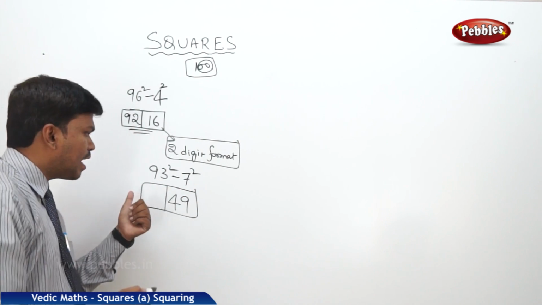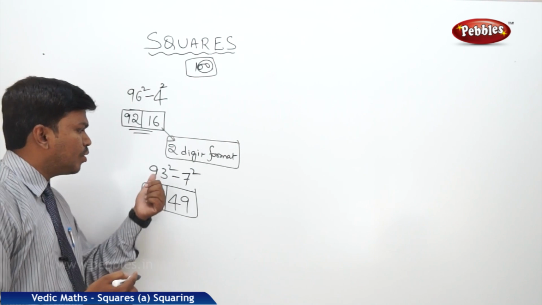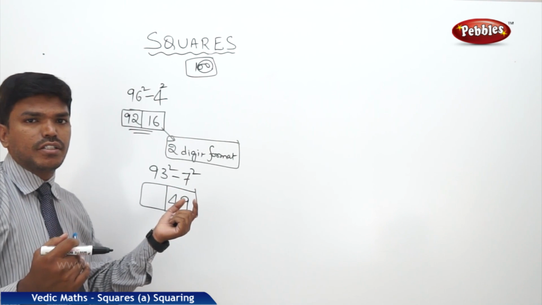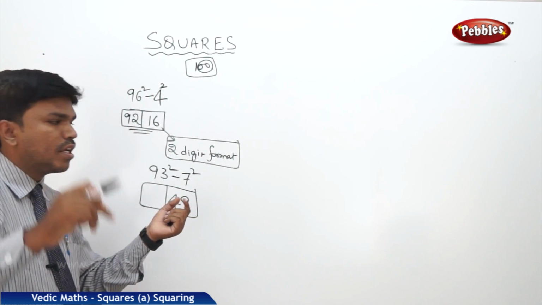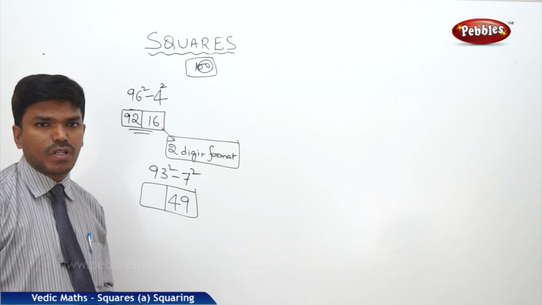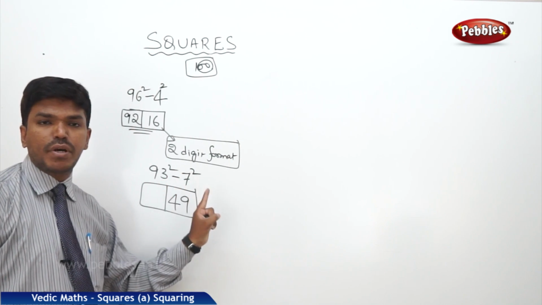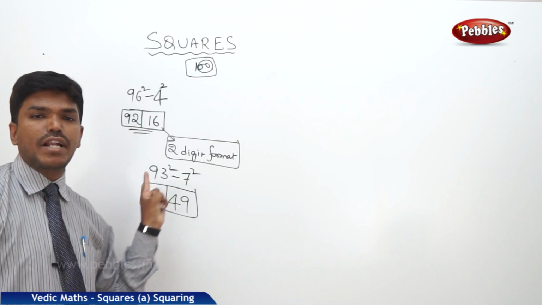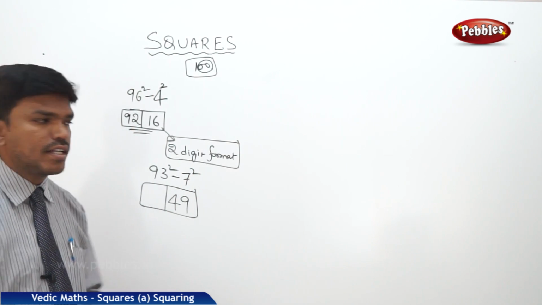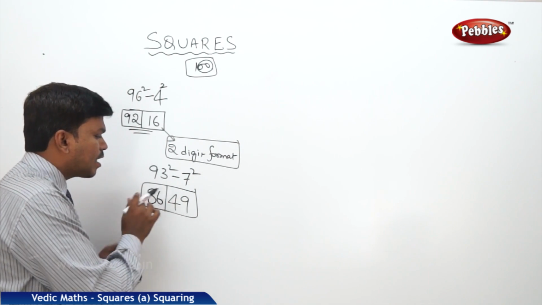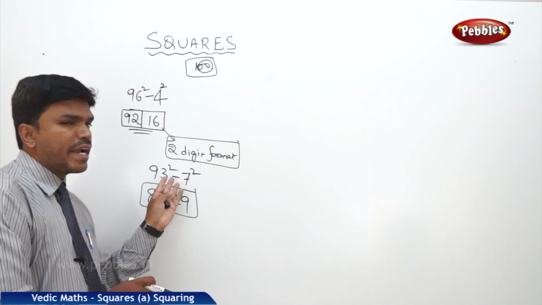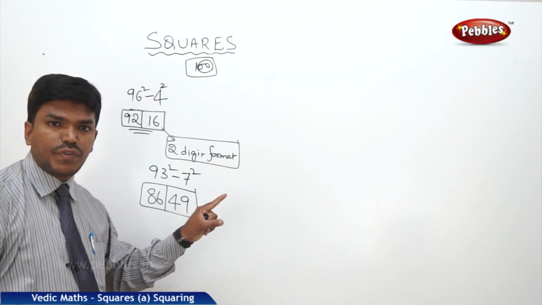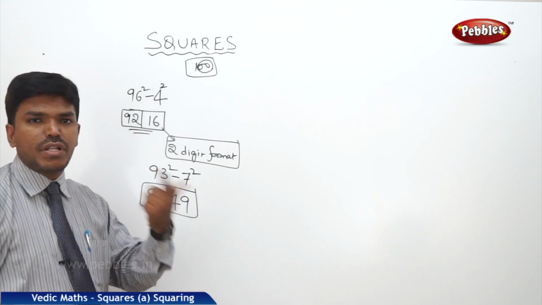93 minus 7. To get the left side part of the answer, what you need to do? You need to subtract the deficient digit you got when you compare with 100 from the main number. What is the deficient number you got? 7. So subtract 7 from the main number, 93. So 93 minus 7, how much? 86. So write it in the left side part. To get the left side part, if there is a minus, you need to subtract the deficient digit from the main number. If it is plus, we will add.